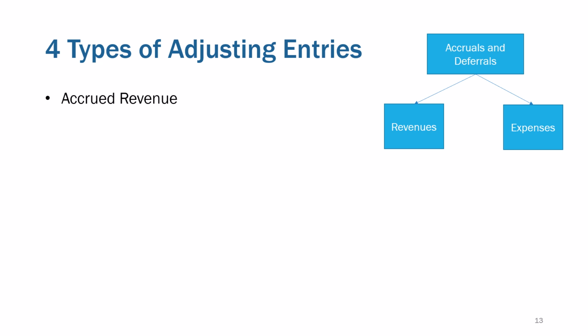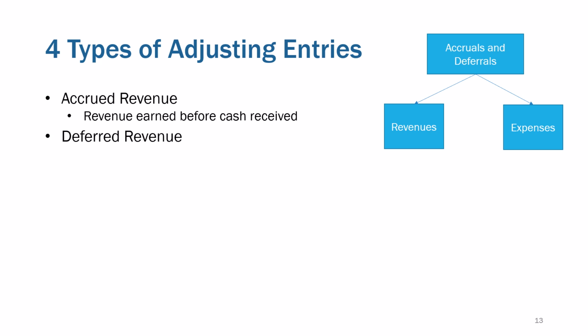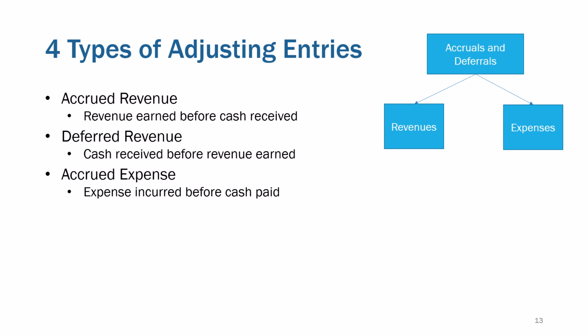So accrued revenue, this is when revenue is earned before the cash is received. Deferred revenue means that we got the cash before we earn the revenue. Accrued expense means that the expense was incurred before we paid the cash. And a deferred expense means that cash was paid before the expense was incurred.